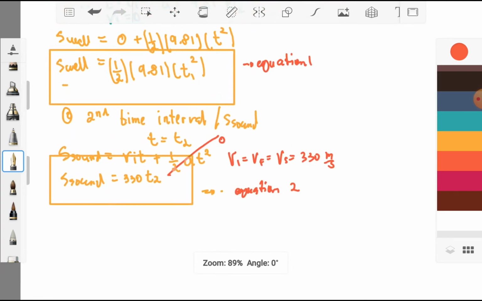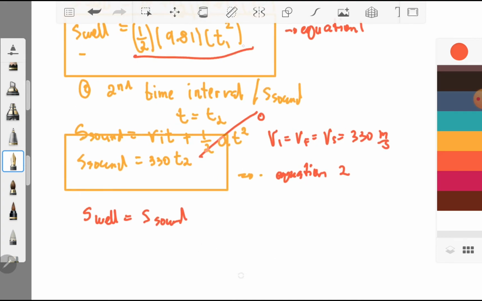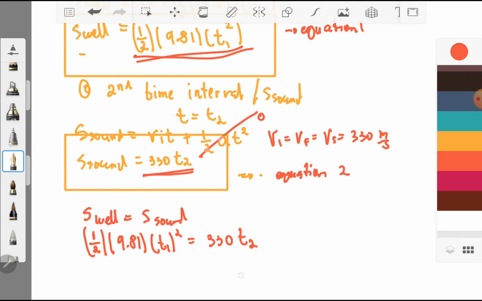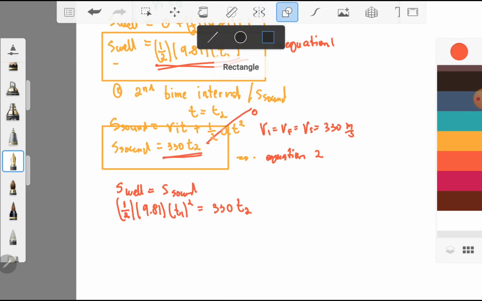But probably, let us use the substitution method in solving these two equations with two unknowns. So S well is equal to your S sound, which means I will substitute the function of your S well and the function of your S sound. So we have 1 half multiplied by 9.81 multiplied by your T1 squared, which is equal to our S sound, which is equal to 330 multiplied by T2. Okay? This is our third equation.